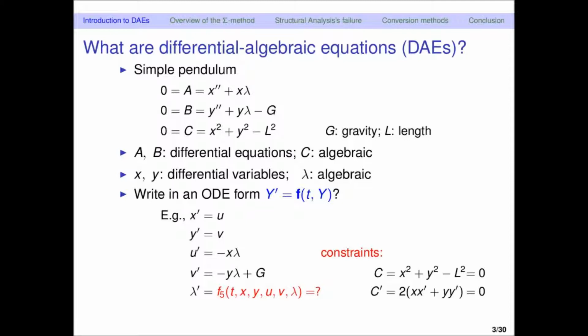The second difficulty is that even if someone gives me this F5, can we solve this ODE? Mathematically, it's true. However, as you integrate this ODE, the error propagates. And then this pendulum would slowly drift off its trajectory. That is, the solution no longer satisfies equation C and C prime. So it's not the solution. If you integrate it, you don't get the solution.